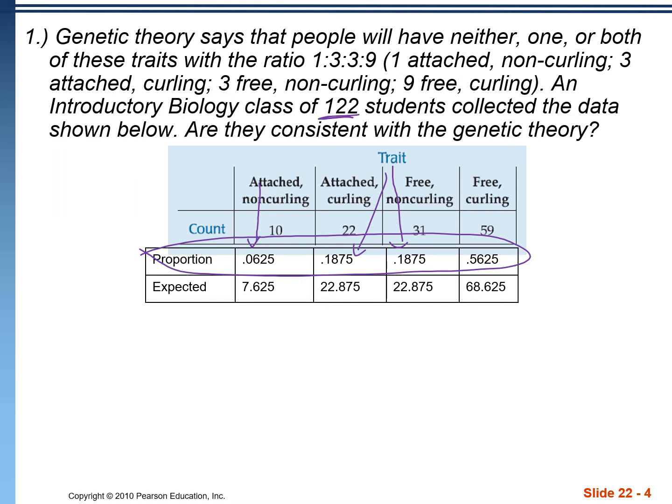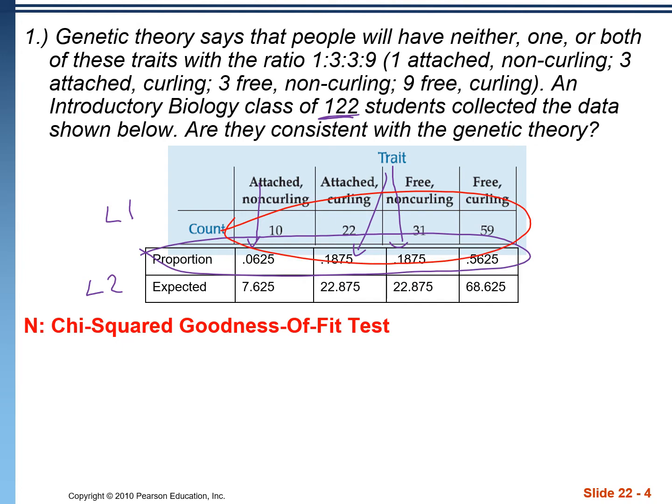Okay, so now we would go into our calculator. We would put our counts in as list 1. This is our observed data. And list 2 would be our expected data. This is going to be a chi-square goodness of fit test. We have just one row of data here, and we're comparing it to this known ratio breakdown.